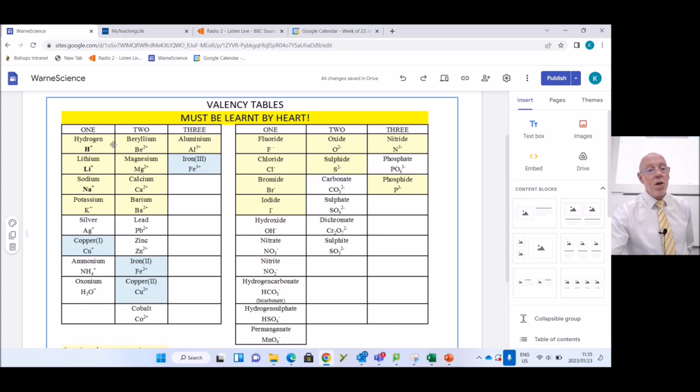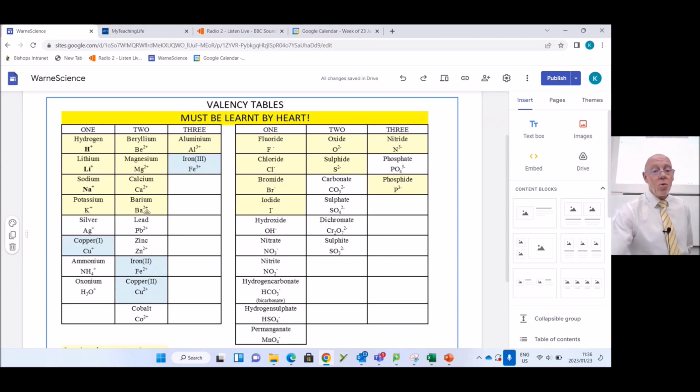Now, I've made it easier for you. The ones in yellow, you don't actually have to learn because their valencies you get from their groups. So why is aluminium 3+? It's in group 3. Why is their valency 2? They're in group 2. Those you don't have to learn. Here as well, fluoride, chloride, bromide, iodide, they're all in group 7. So their valency is -1. Because remember, the rule is for non-metals, the valency is 8 minus the group number, or the group number minus 8. Why are oxygen and sulfide 2 minus? Because they're in group 6.